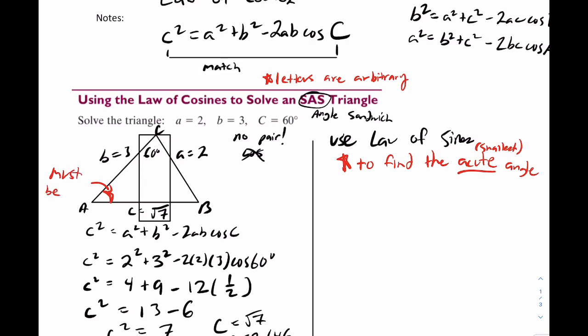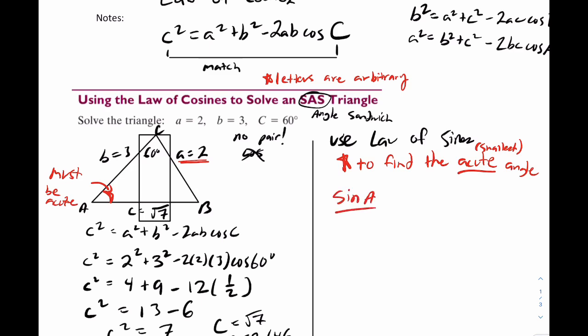It must be acute. And that's because, look at this length. This length is 2. 2 is much smaller than 3, so therefore that angle should be smaller than the angle B. So we know if we find A, there's going to be no ambiguity. So let's start there.